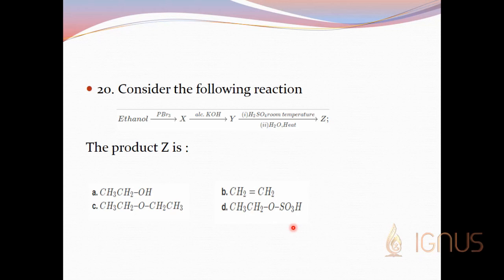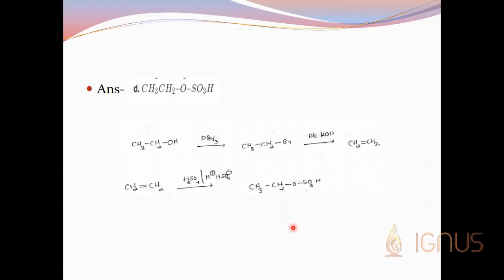Let us discuss the solution for this question. Answer is option D. You can see when we treat ethanol with the PBr3, here it will undergo substitution and OH is replaced with the Br to give ethyl bromide.